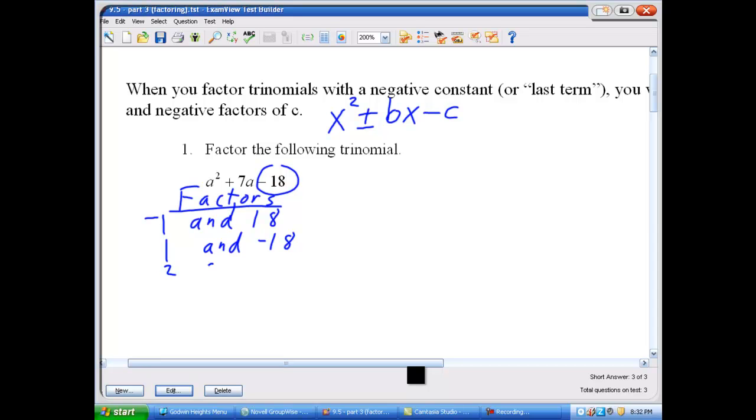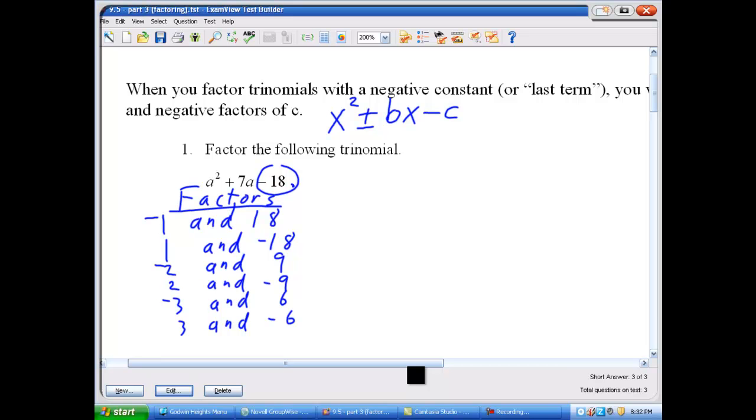Also, I would have 2 and 9 if it were positive. But again, I need to have one of them negative, so I also would have 2 and negative 9. One more, I should have 3 and 6, and also I have a negative here, so the other combination would be 3 and negative 6. If I tried to divide this negative 18 by 2, I'd get 9. By 3, I would get 6. By 1, I would get 18. If I tried to divide it by 4, I would get a decimal, and that's not what we want. So this is all the factors.